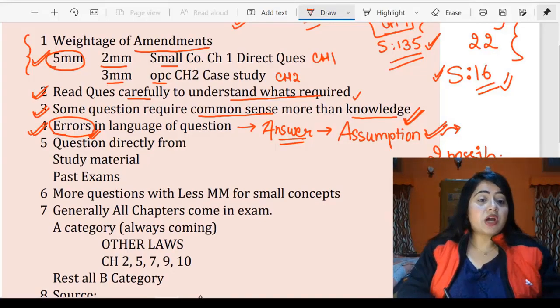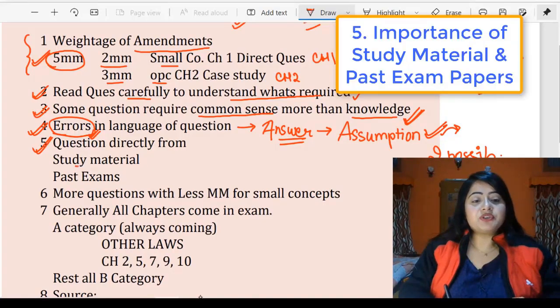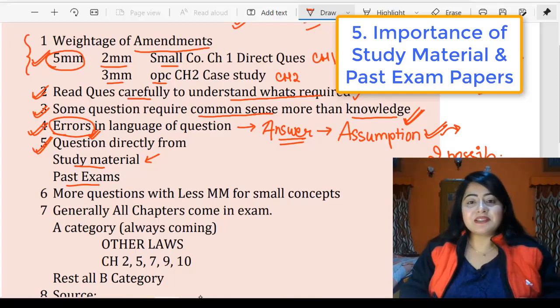Now, the next important thing I want to highlight is that most of the questions came directly from the study material and from past exams. Some of the questions, even without changing any basic details, just by changing the names and the figures, came from study material. And some of the questions were directly from the past exams. So what do you learn from it? You learn that you have to make sure that you do the study material questions properly.